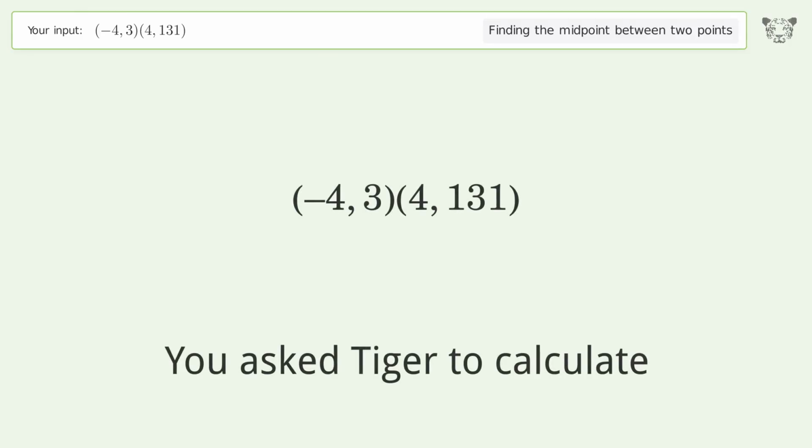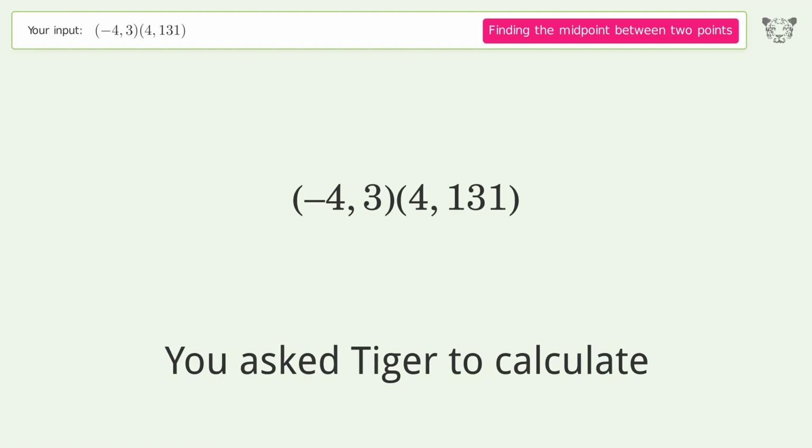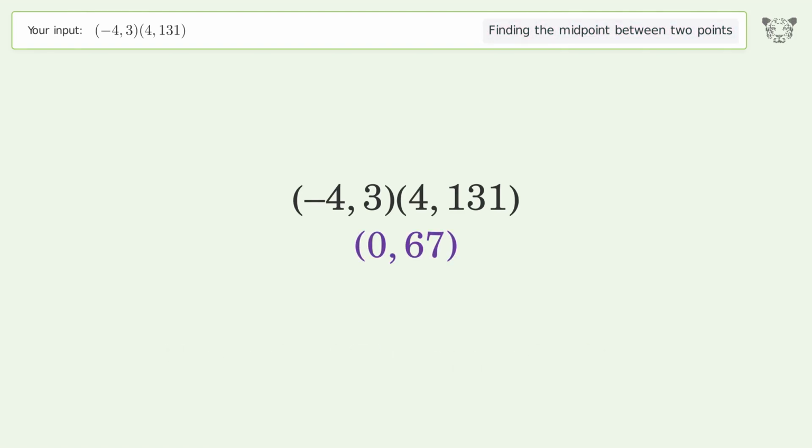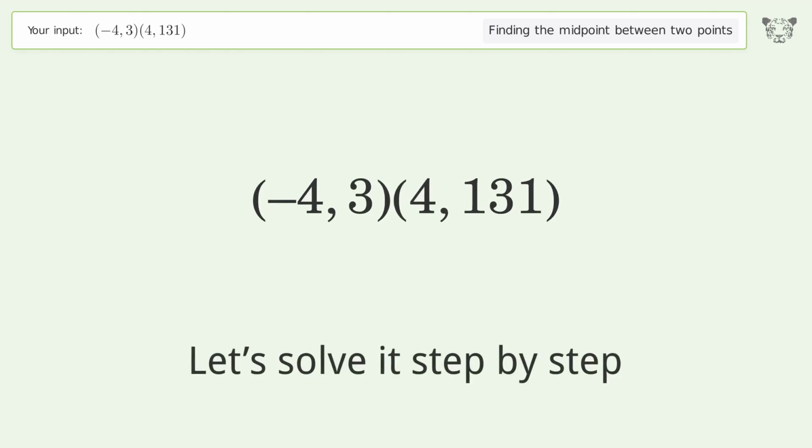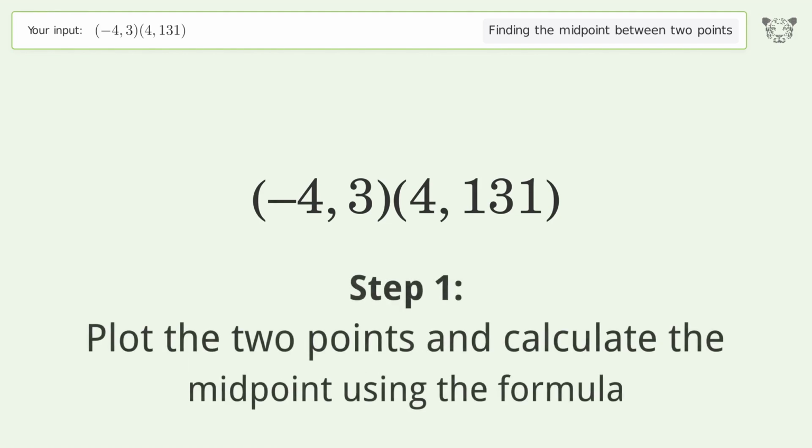You ask Tiger to calculate. This deals with finding the midpoint between 2 points. The midpoint between the 2 points is 0,67. Let's solve it step by step. Plot the 2 points and calculate the midpoint using the formula.